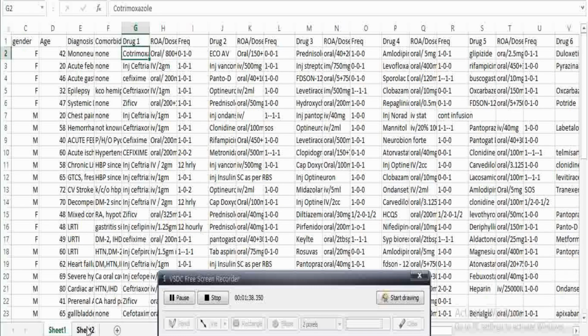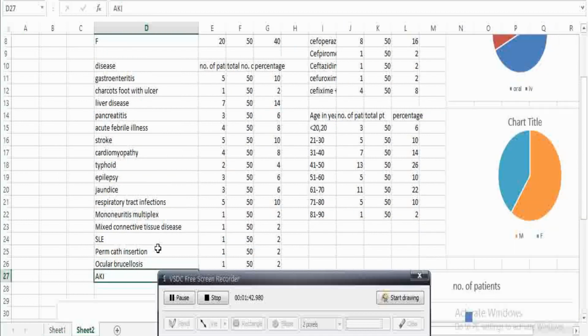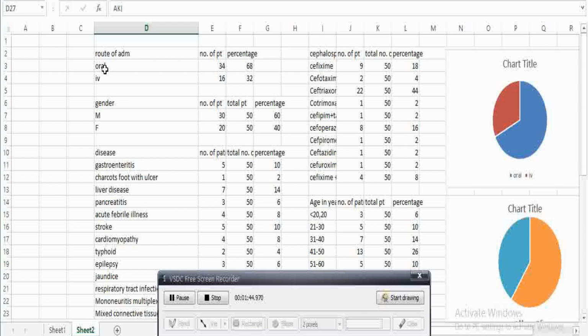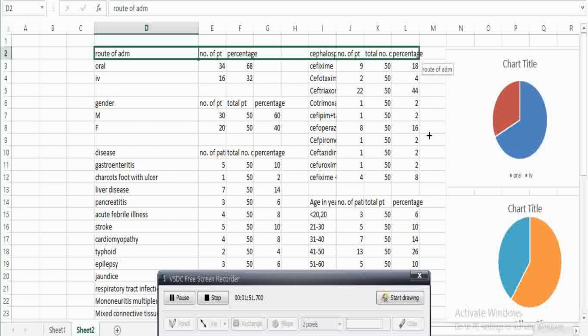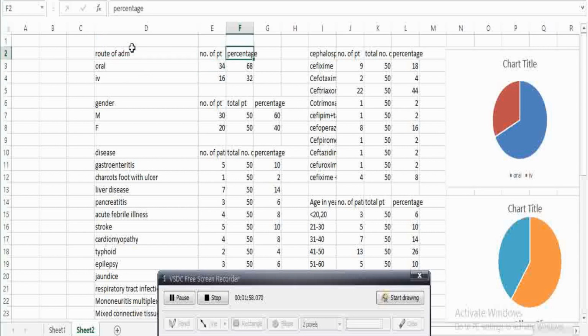This was all in sheet 1, as you guys can see here. The other part, that is the analytical part, goes in sheet 2. Now in sheet 2 I had different tables made. First table is this one, as you guys can see. It is route of administration wise: route of administration, number of patients and percentage.